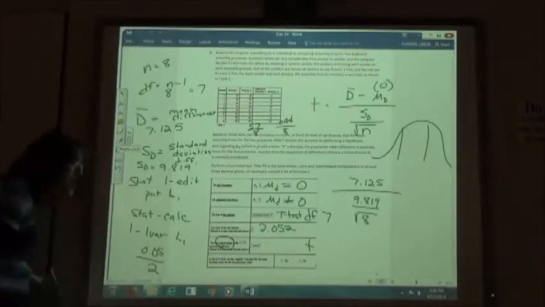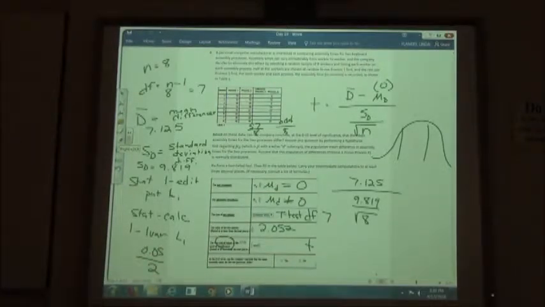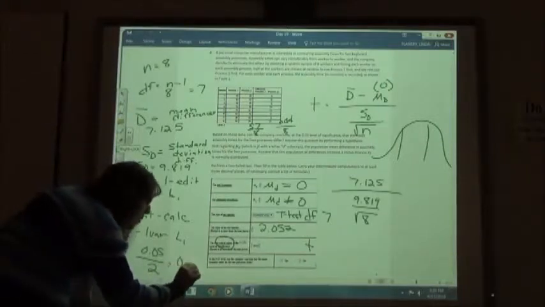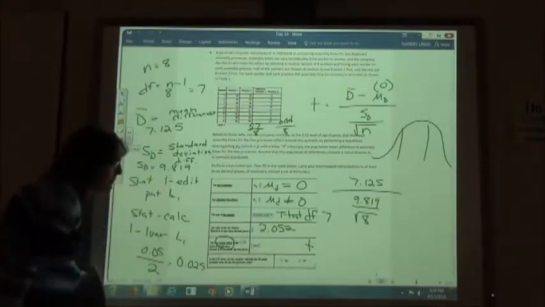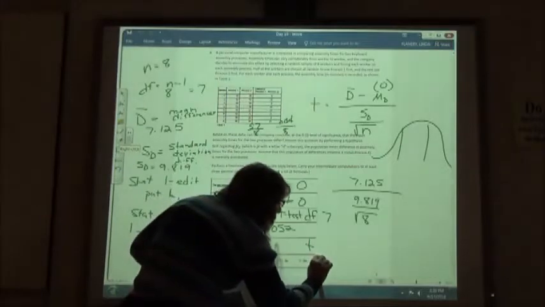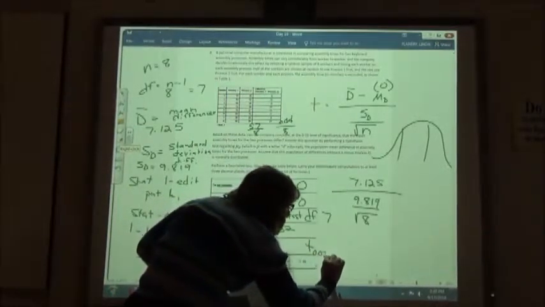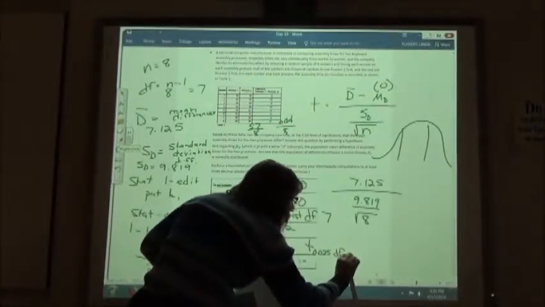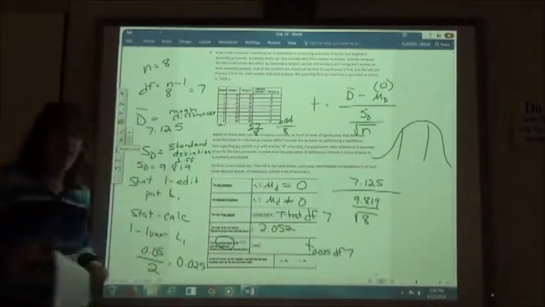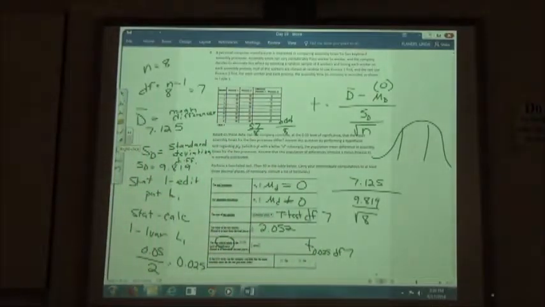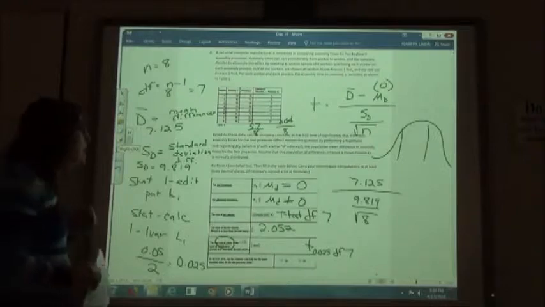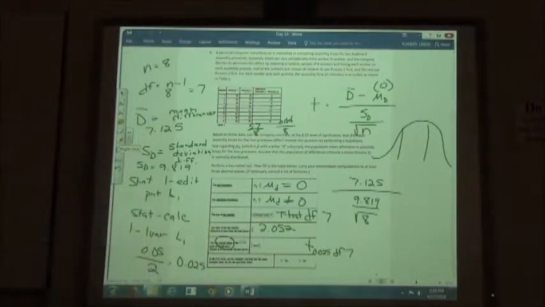I'm going to take my 0.05 and divide it by 2. And so if I do that, I'm going to get 0.025, right? So t sub 0.025 with a degree of freedom of 7. So whenever it's an equal and a not equal, it's a two-tailed test. We're going to divide that by 2 because we're figuring out each end separately.